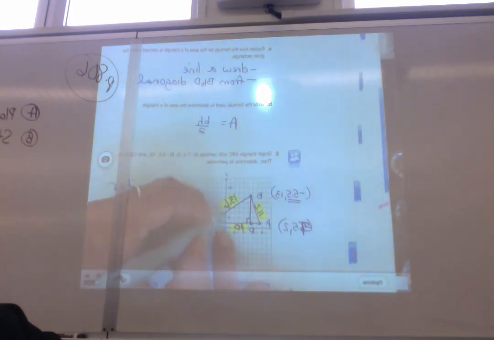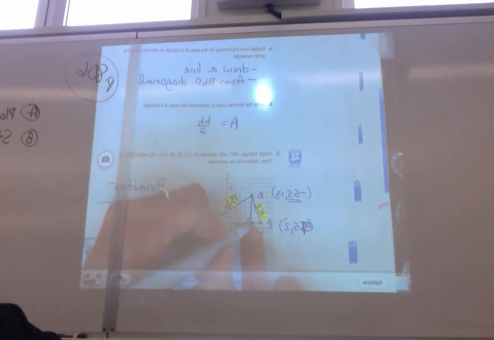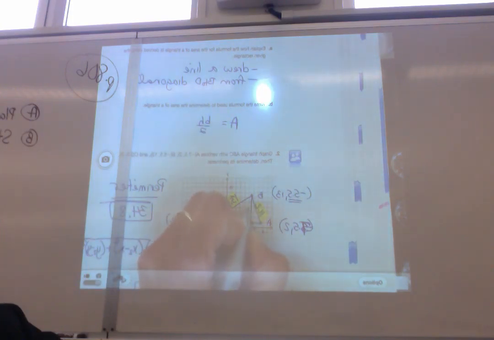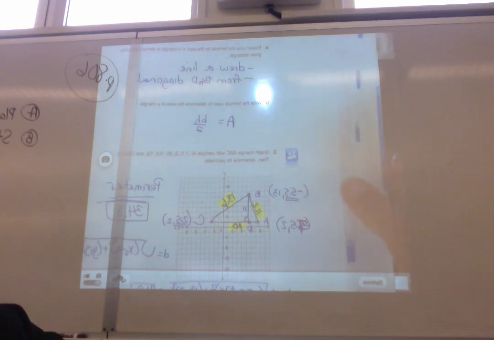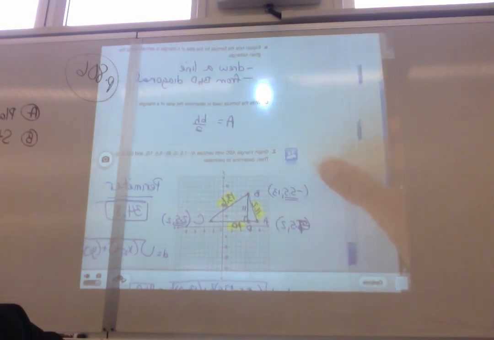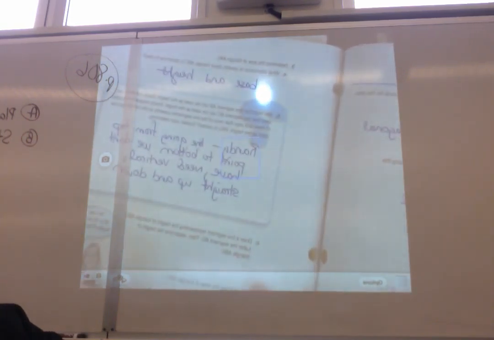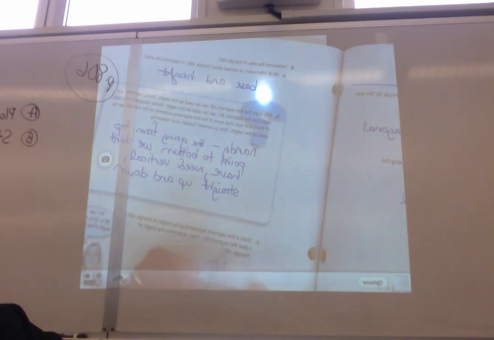Each of these boxes on the y-axis, what were they worth? 2. So let's see, I'm going to do that again. 2, 4, 6, 8, 10, and one more, so that's 11. Put an 11 right there in the middle for our height. All right, so BD is 11.